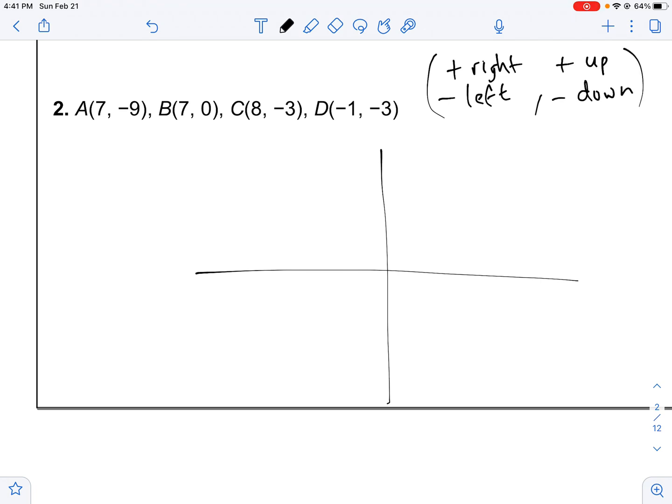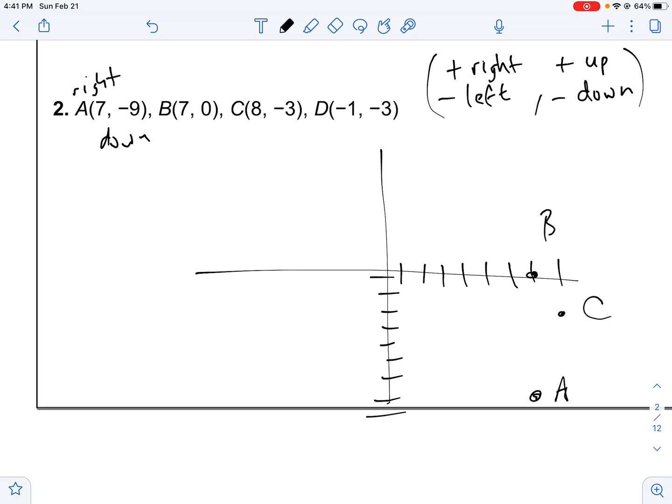So this is right 7, down 9. And from 0. So right 1, 2, 3, 4, 5, 6, 7. 1, 2, 3, 4, 5, 6, 7, 8, 9. Right 7 and 0, 1, 2, 5, 6, 7. So we have A, B. Right 8, down 3, C. And left 1, down 3, D.